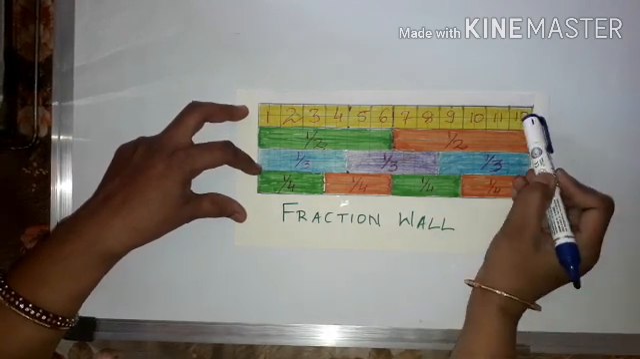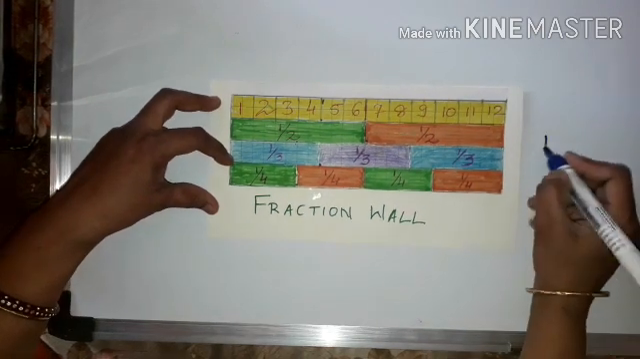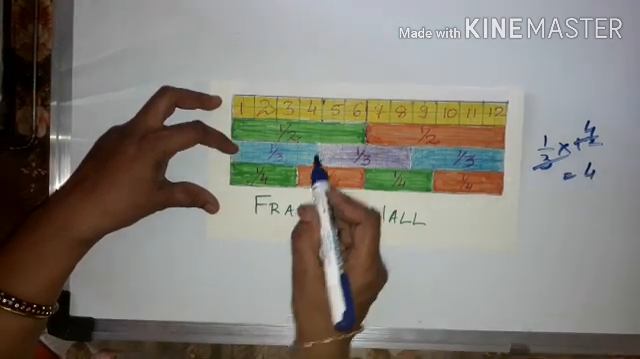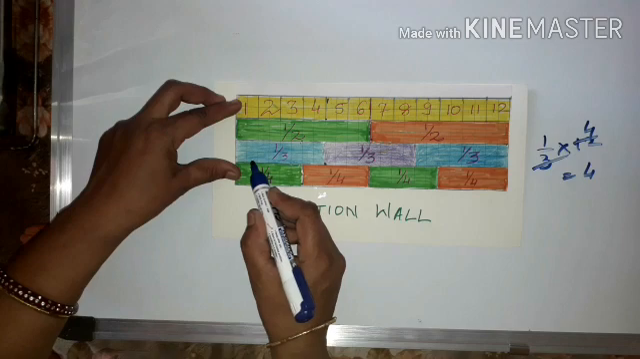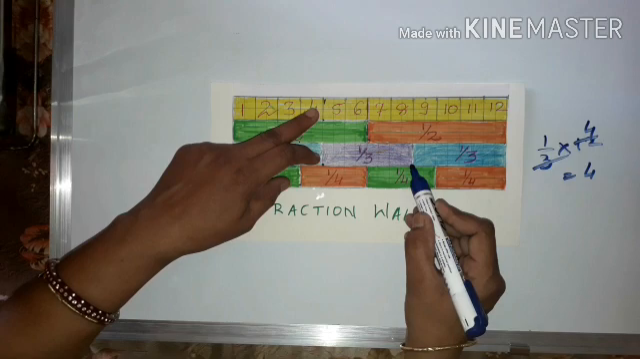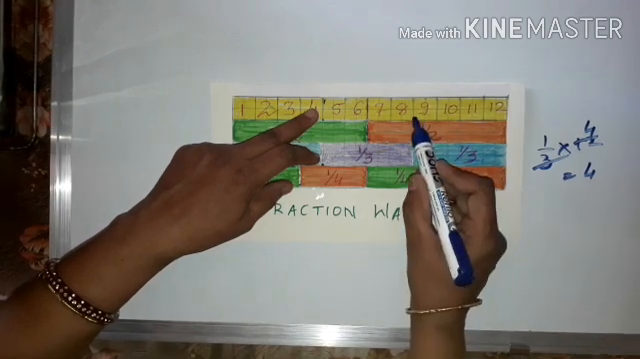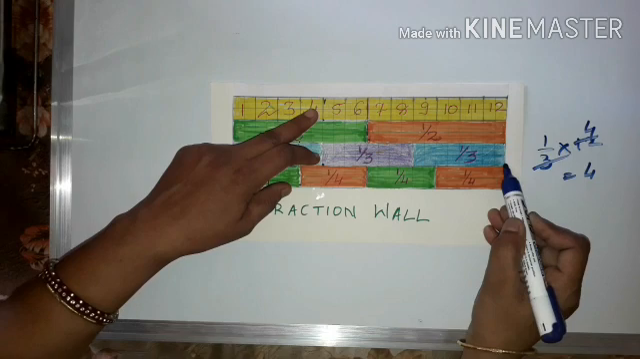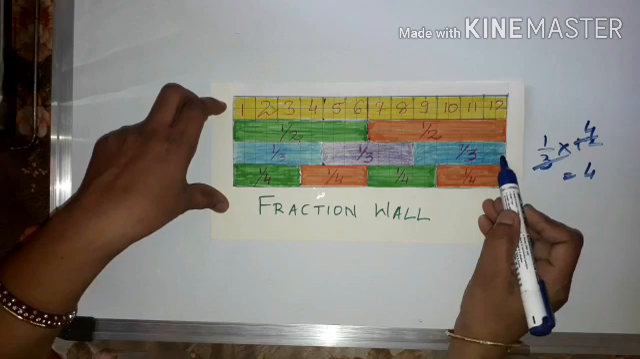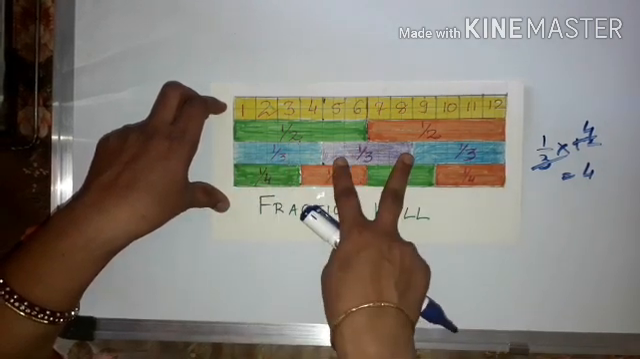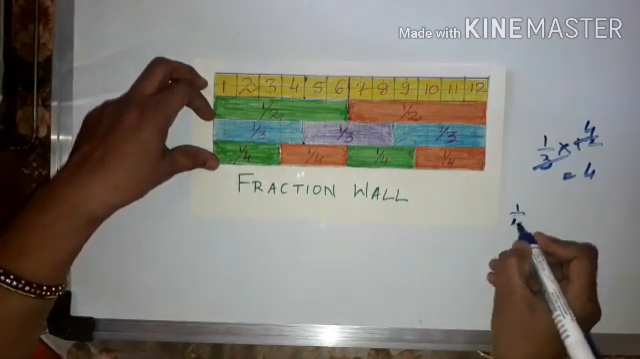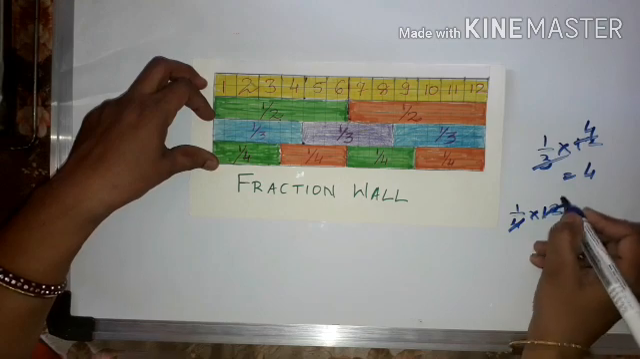1/3 of 12 is 4. So 4 parts are shaded light blue. Then 4 parts, 5 to 8, are shaded violet. And then 9 to 12, again the last 4 parts are shaded in light blue color. Each part is 1/3. Now come to the fourth one, that is 1/4 of 12, that is 3.